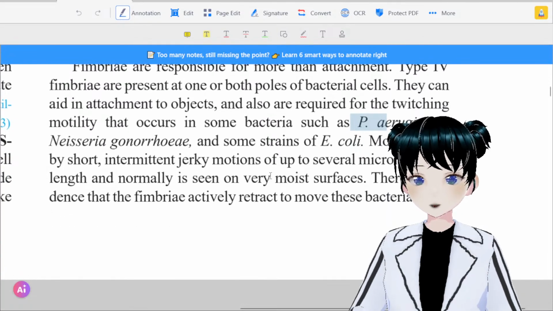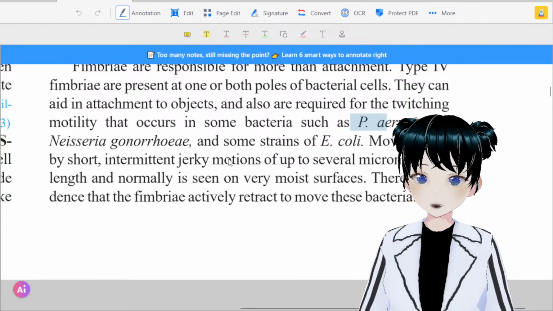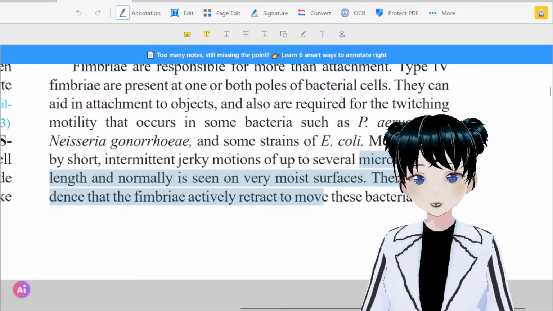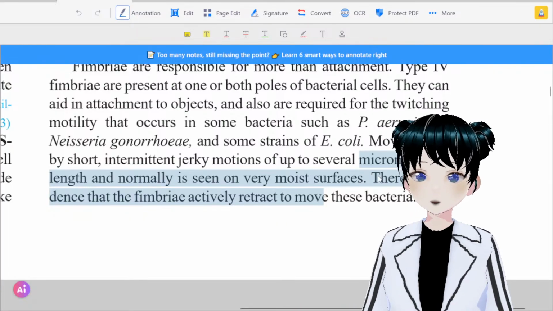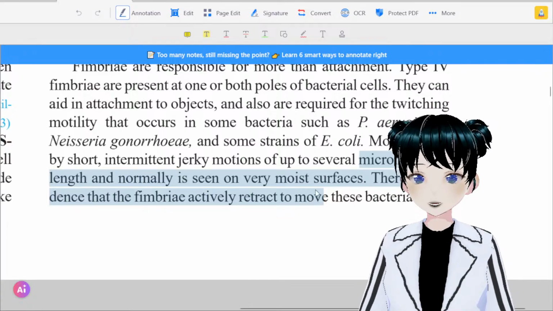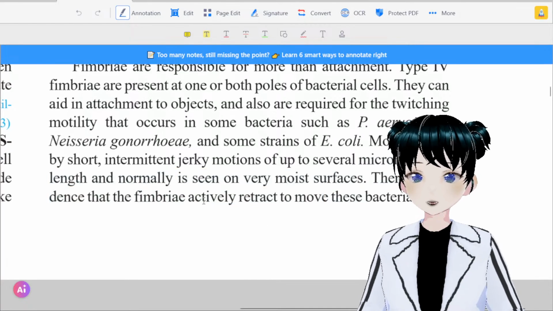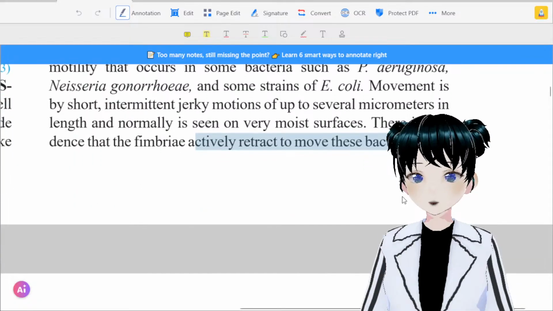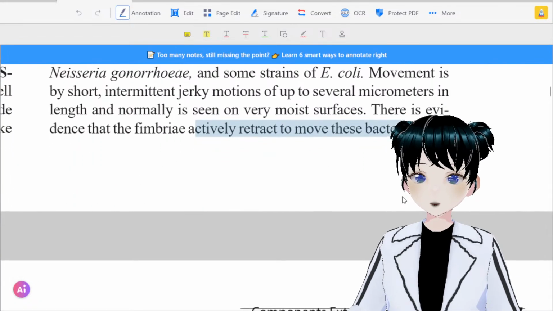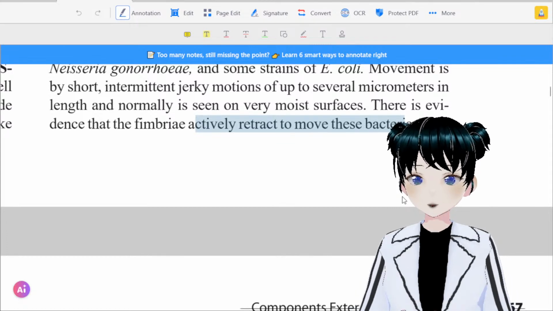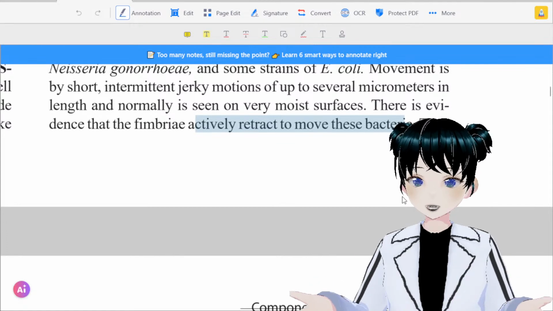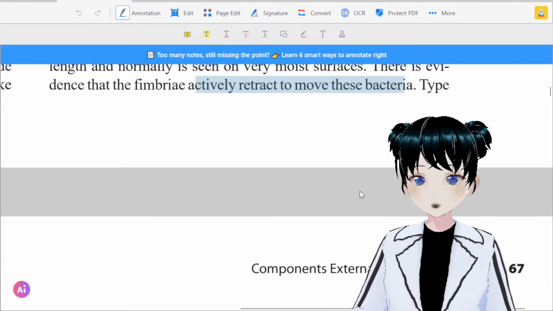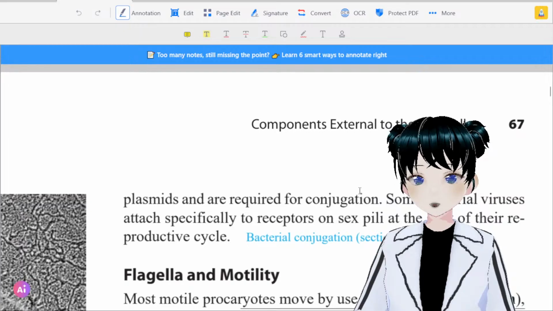Movement is by short, intermittent, jerky motions of up to several micrometers, it's like up and down, up and down. This is the jerky motion of these fimbriae. There is evidence that fimbriae actively retract to move these bacteria. That means there is evidence that we have seen these fimbriae act this way to move these bacteria. I mean, we have seen them act as a motility factor.